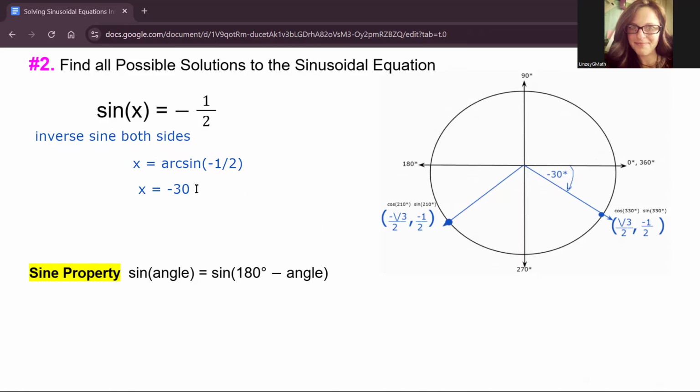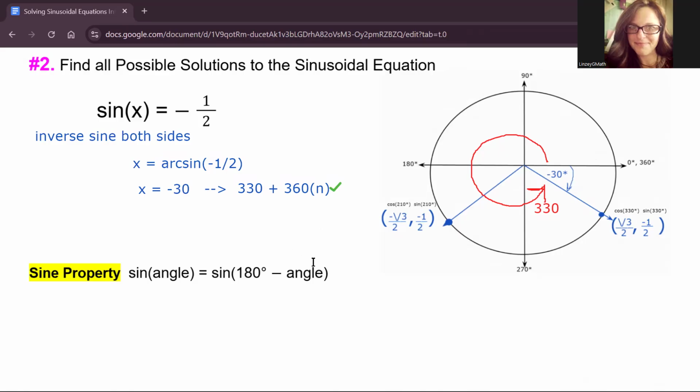Now we want to express this as a positive angle. So here is -30 degrees. If we go positively around the circle, this -30 degree angle is equivalent to 330 degrees, a positive angle. So we'll express our solution as positive 330 degrees plus any number of revolutions around the circle will give us sine equals -1/2. So this is our first solution set.